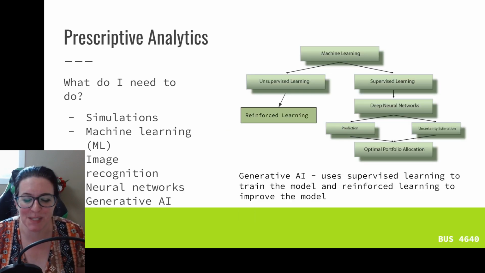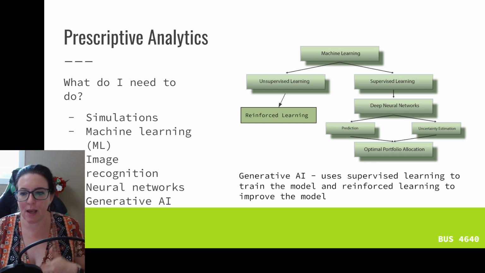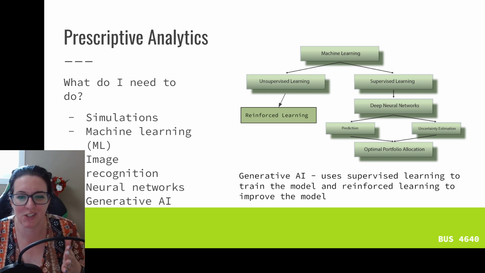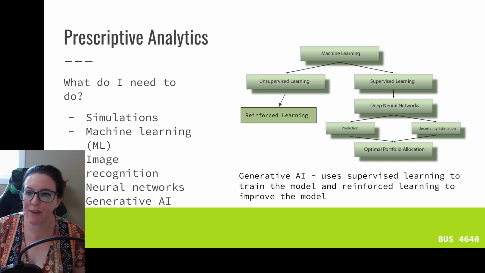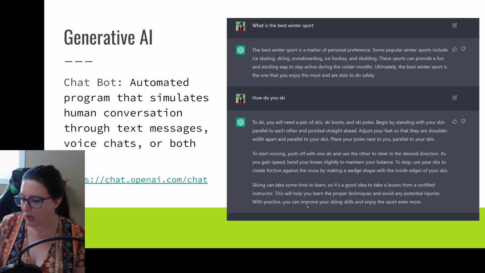And then it also has the reinforced learning aspect, which is as people issue more prompts, it's learning from that. When you say, okay, regenerate a new response, it asks you, was this good? Was this bad? It's learning from that to get better responses. So generative AI is a combination of both supervised and unsupervised learning.